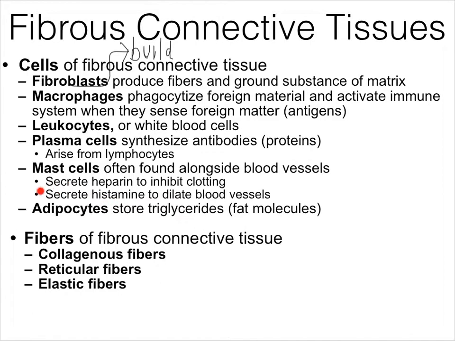Last, and these are usually only going to be found in a specific type of fibrous connective tissue, are adipocytes. Adipocytes, these are fat cells. Their primary role, most of the time, at least in adults, is to store triglycerides or fat molecules. So those are the cells that you might find in fibrous connective tissue. It's called fibrous connective tissue. What type of fibers will you find? You will find all three of the standard fibers: collagenous fibers, reticular fibers, and elastic fibers. The balance between them is what's going to make these connective tissues different.